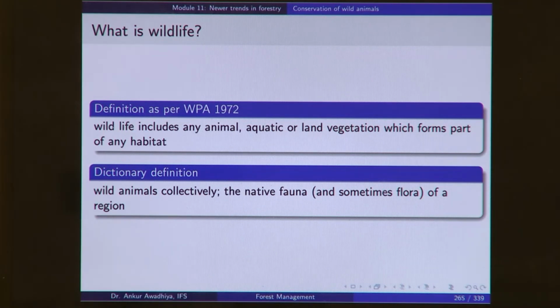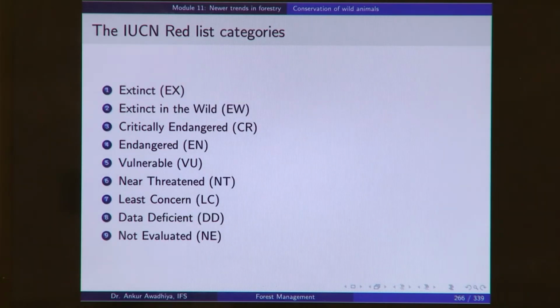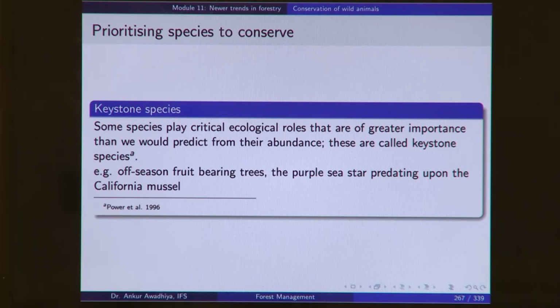So it is a pretty wide definition, and there are a number of species of animals that are in different levels of the red list. So there are certain animals that are already extinct, some are extinct in the wild, some are critically endangered, and we move down to endangered, vulnerable, near threatened, least concern, data deficient, and not evaluated. Now to conserve wildlife, we need to do a prioritization, because here again the needs are unlimited, but the resources are limited. So there has to be a prioritization.